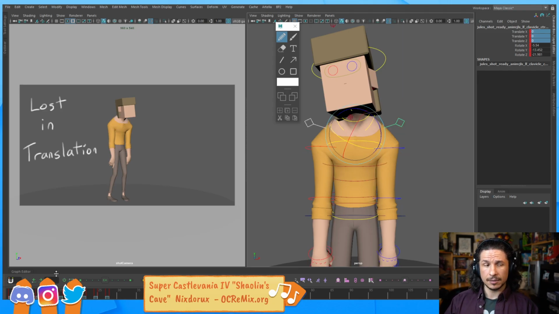Now, once again, does it mean we should avoid translation completely? No, not at all. It just means we have to be careful, and the translation should be used as a tool for exaggeration, but not used as our base building tool. It just doesn't create the natural motion.